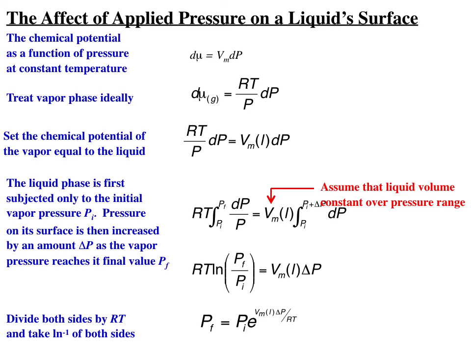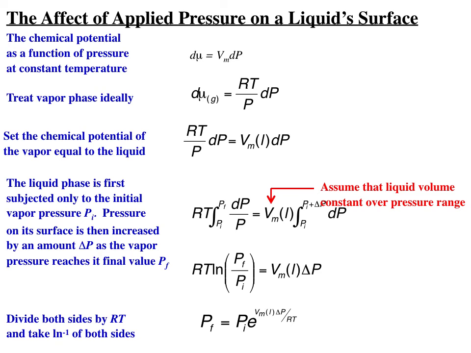So when I'm done there, by integrating both sides of this equation, I get RT ln PF over PI, because the integral of the left is an ln expression, where the integral of the right is just PF minus PI, or delta P plus PI minus PI, if you like. So I get RT ln PF over PI equals Vm of the liquid delta P.